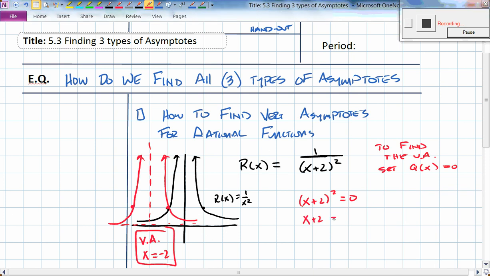x plus 2 equals, if we square root both sides, I get 0. So then x must equal negative 2. So notice the algebra matches up with the picture of moving my graph 2 units over to the left. So for finding the vertical asymptotes of any rational function, we're going to set q of x.